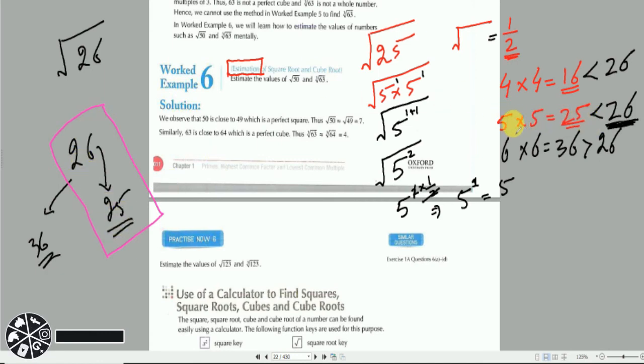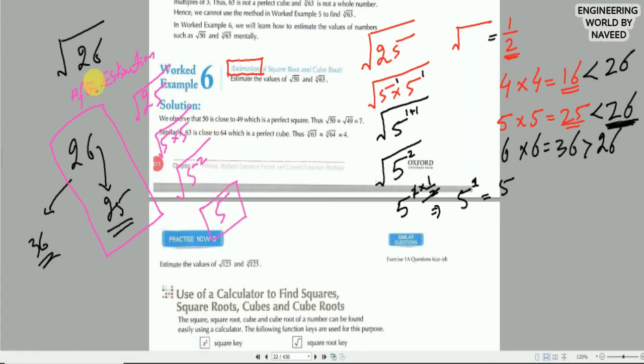So आपने estimate करना है 26 को 25 में. So you will write like this. After estimation, so 25 square root is equal to 5 times 5 square root, and that is equal to 5. So the answer of 26 square root will be equal to 5.